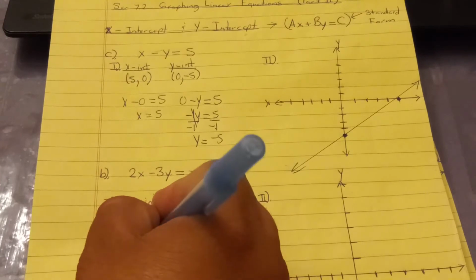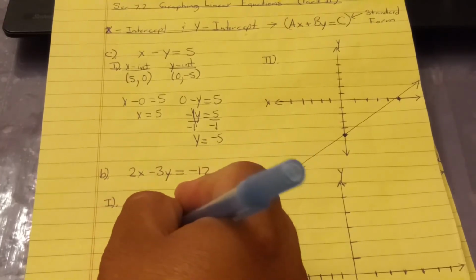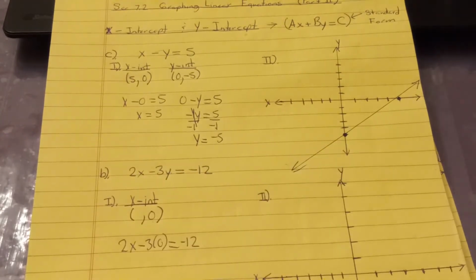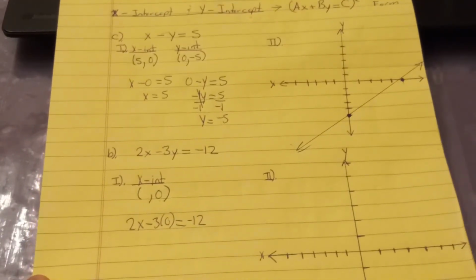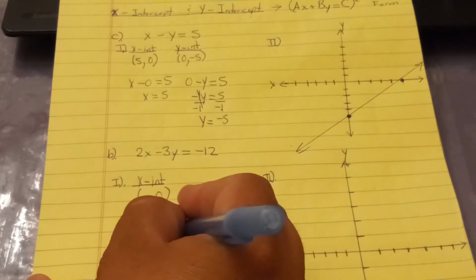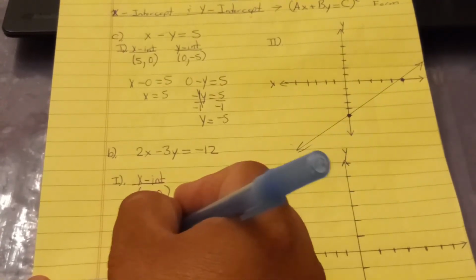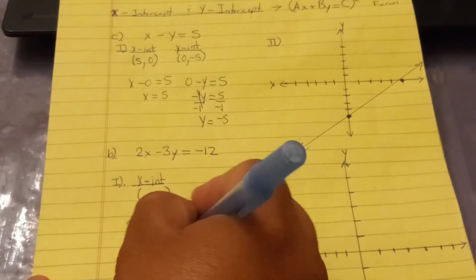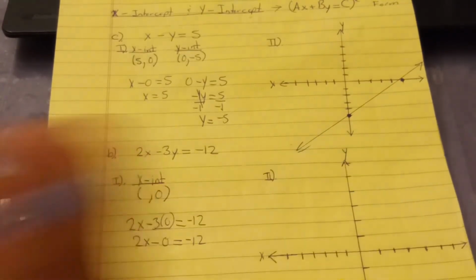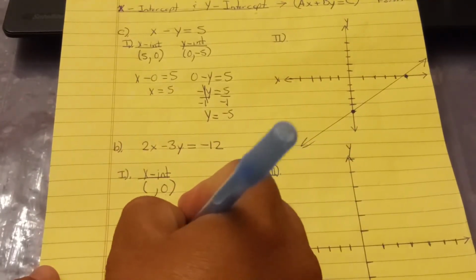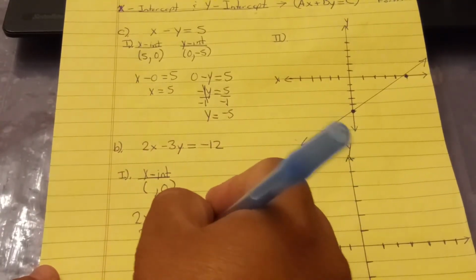So it'll be 2x minus 3 times 0 equals negative 12. Now, it may look a little bit complicated right here, but remember, negative 3 times 0 is just simply 0. So it's 2x minus 0 equals negative 12. And 2x minus 0 is just going to be 2x equals negative 12.